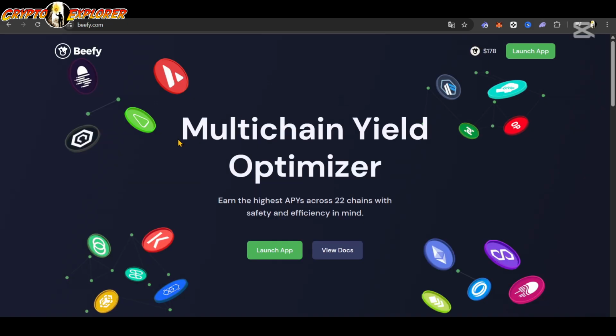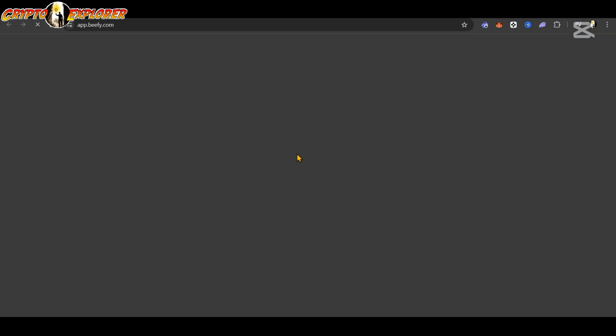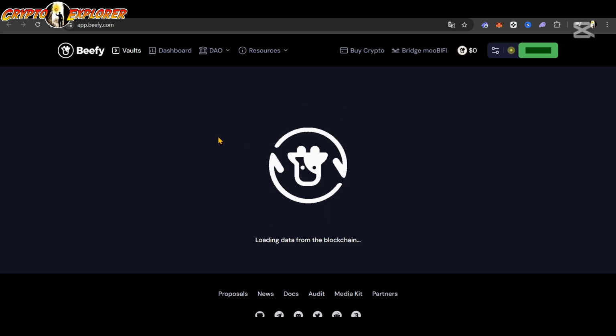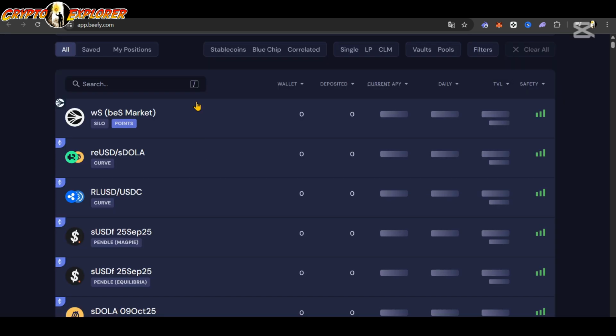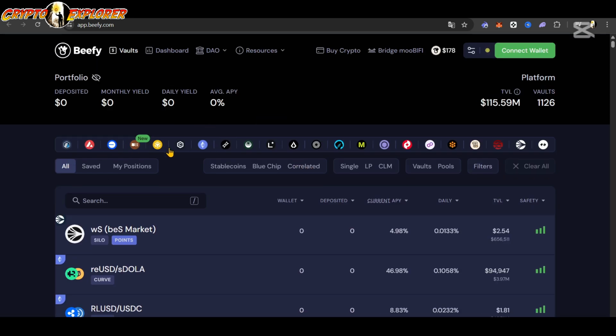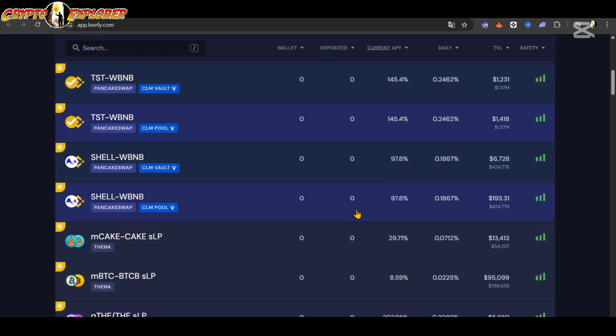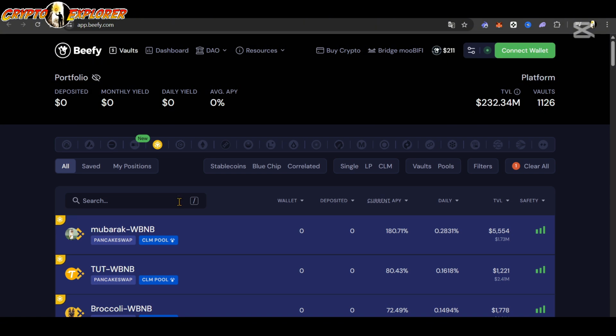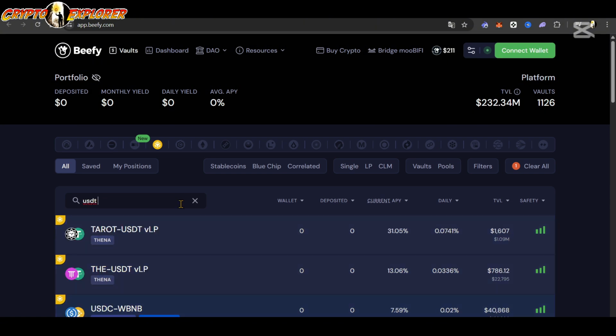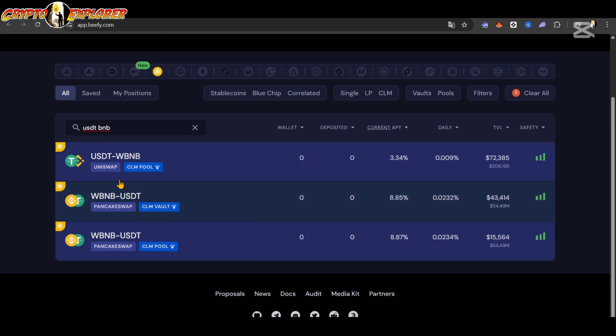We can definitely use stuff like Beefy. Beefy has a ton of different vaults. Let's launch the app so I can show you. You see all of these vaults, they operate in all of these blockchains. We could go here again on BNB chain, find that same pool because I'm pretty sure they will have the USDT BNB pool. Here we go. So these are liquidity vaults operated by Beefy.